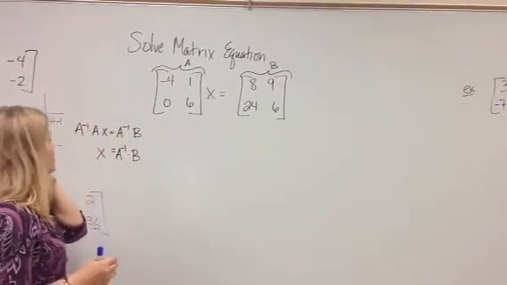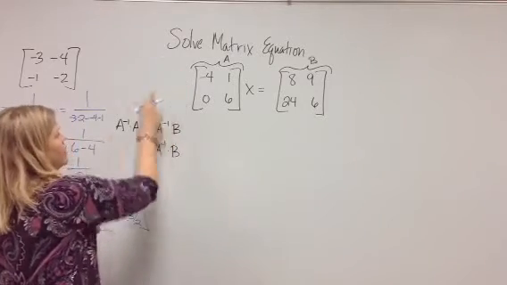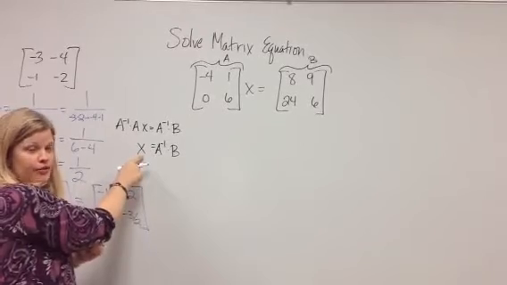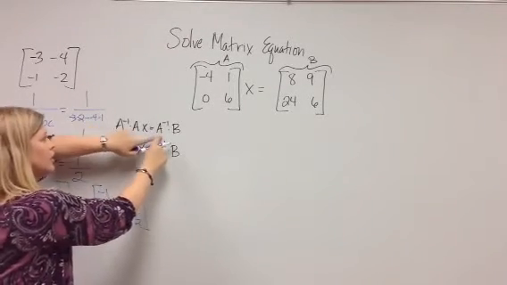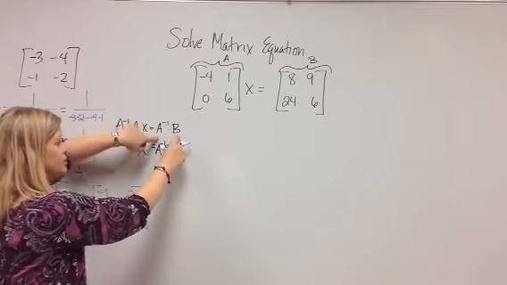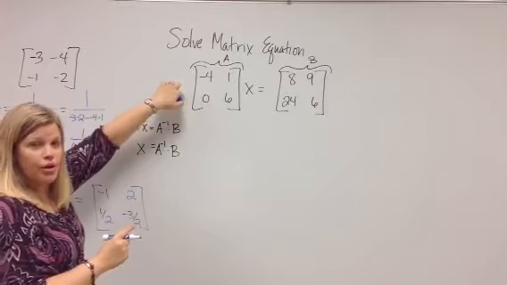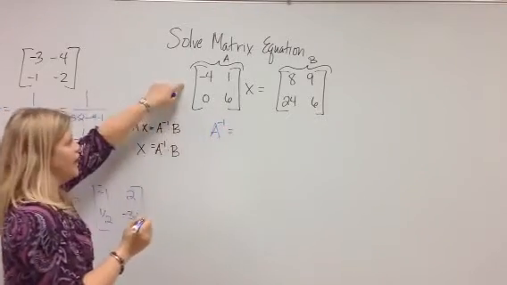Well, let's think about this. If I could multiply this one by the inverse, then it would be gone and I'd just be left with x. Well, what you do to one side, you have to do to the other. So I need to multiply the inverse times b. Oh, and that will give me the solution. So that's what we're going to do. We're going to first have to find the inverse of a.